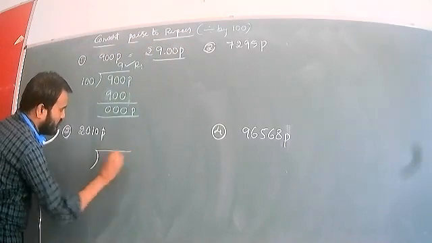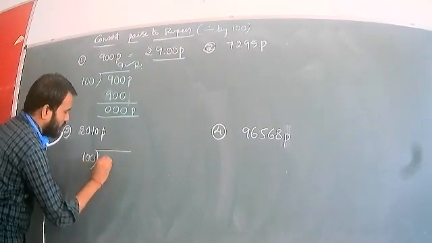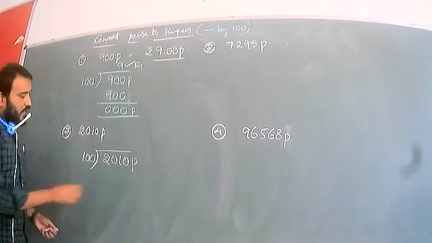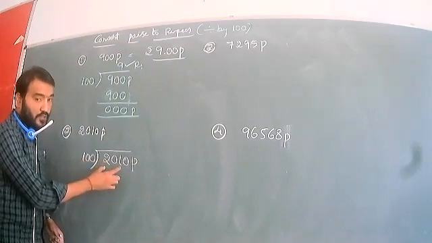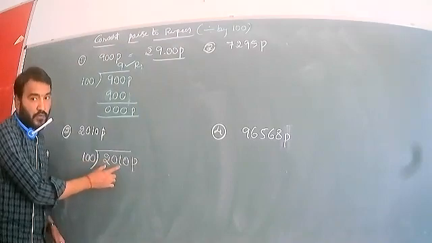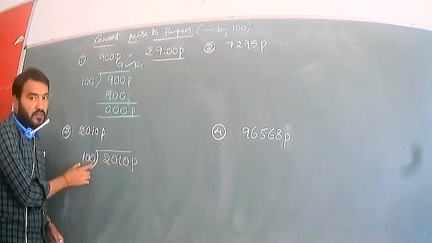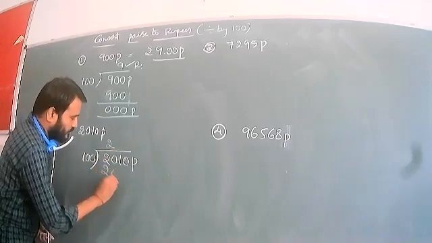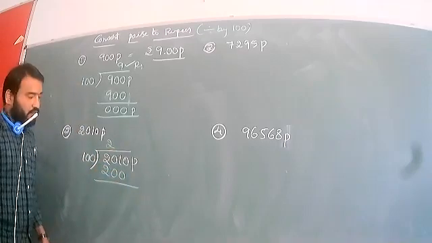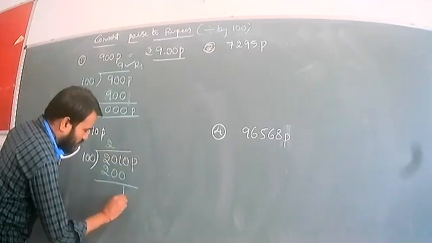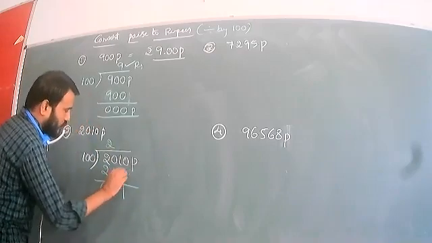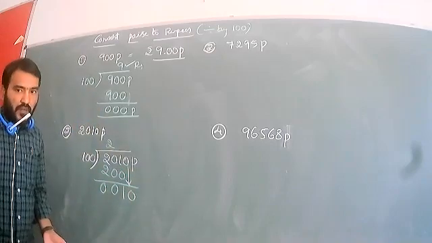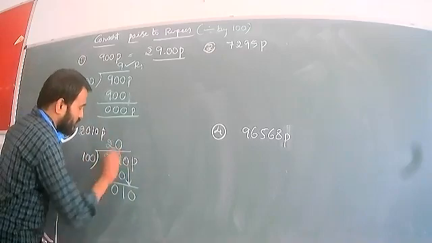Next, the second one: divide 2010 paisa by 100. How many hundreds are there? First, take the 3-digit number, 201. The nearest number for 100 is 100 times 2, 200. Now subtract. Then bring down the 0, so it is 10. 100 table 10 is not there, so we take 0. 100 times 0 is 0.